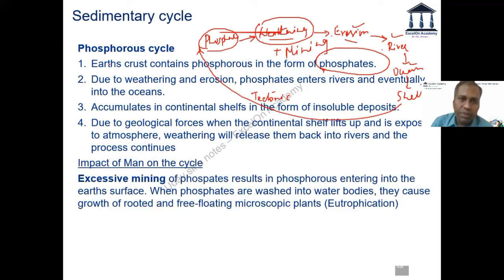So that's your sedimentary cycle. And the phosphorus cycle, as you have seen, starts with phosphate. So you can just write here: phosphate on the Earth's crust. This shelf is the continental shelf. Because of plate tectonics, some parts may rise. The ones that rise become the new Earth's crust. They are subject to weathering again.